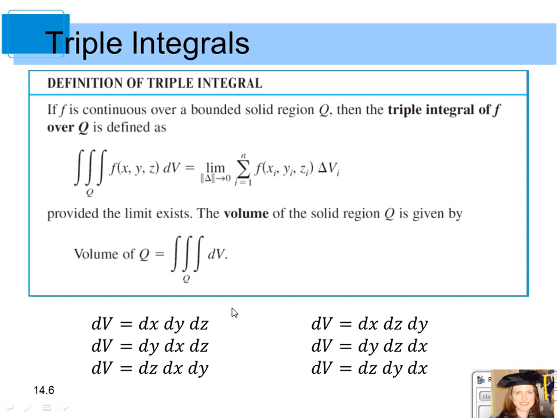Now your dV can be dz, dy, dx, or any arrangement, and you'll actually see that there are 6 different ways that you can arrange the differentials dz, dy, and dx. And with each arrangement, your bounds are going to be adjusted by the order of the differentials. And remember that the outside bounds must be constant with respect to the inside, and so on.